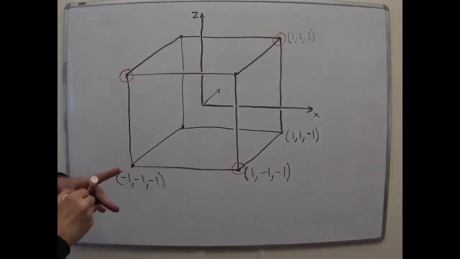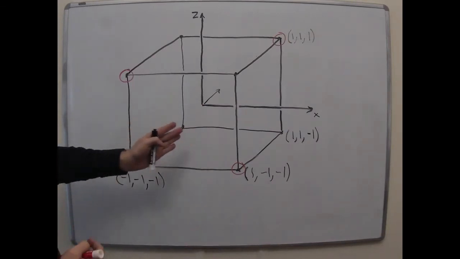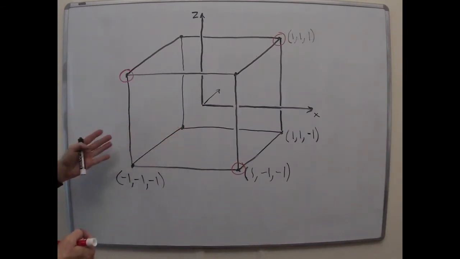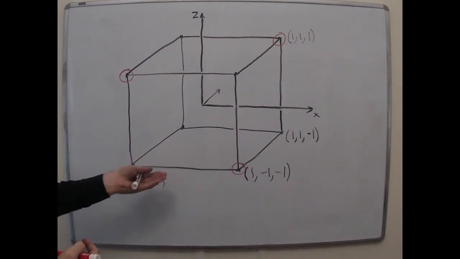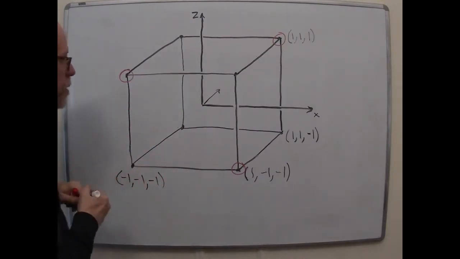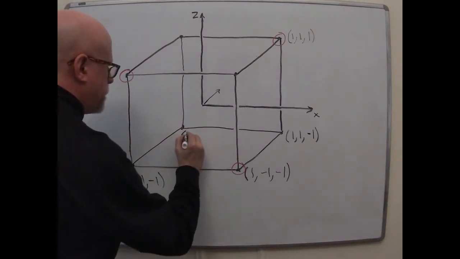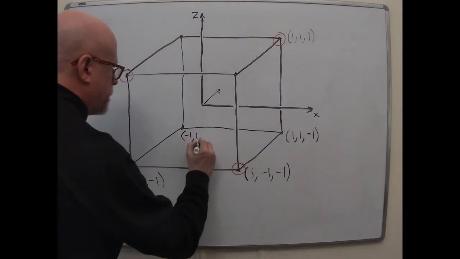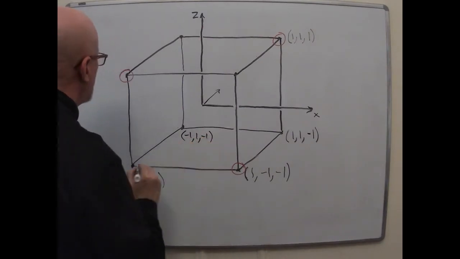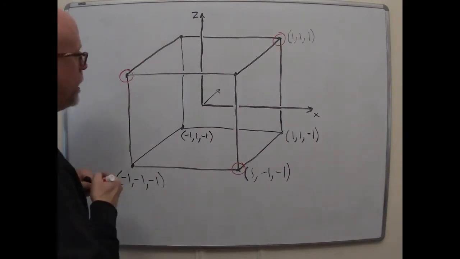That guy's coordinates are, oh, what are they? Let's see, x would be negative, we're on the left side. Z would be negative, but y, that's in the back, so it's into the board. It's got a positive y coordinate. And that's one of the ones that I want to circle in red as well.